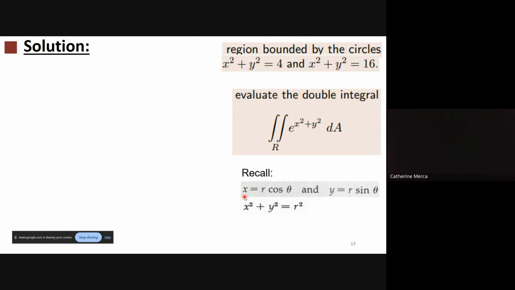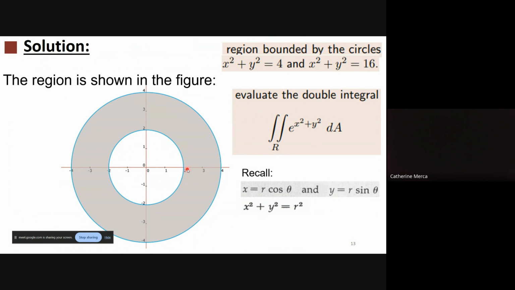Recall that in polar coordinates, x is equal to r cosine theta and y is equal to r sine theta. So that x squared plus y squared is equal to r squared. From here, our region is shown as follows. This is x squared plus y squared is equal to 4, so the radius there is 2. And x squared plus y squared is equal to 16. So the radius is 4.